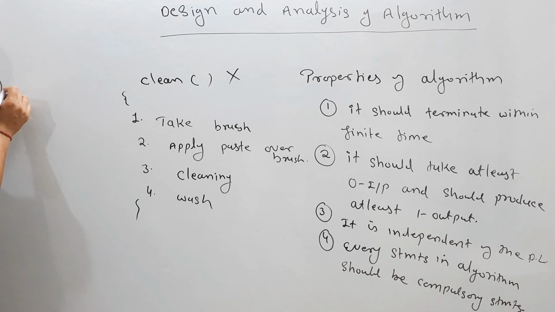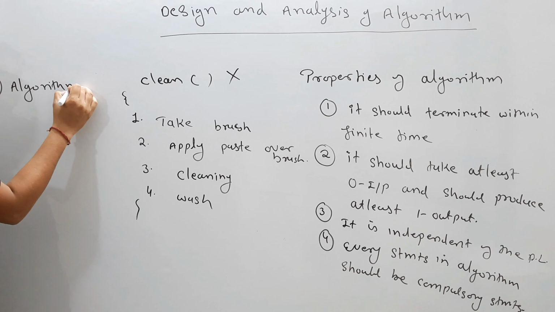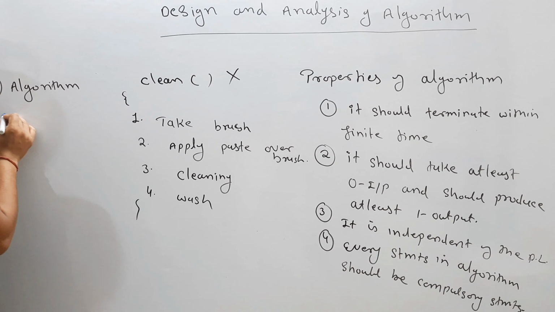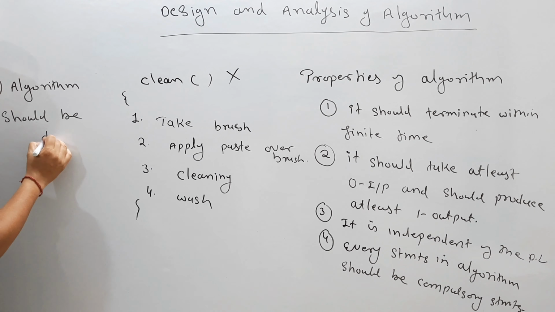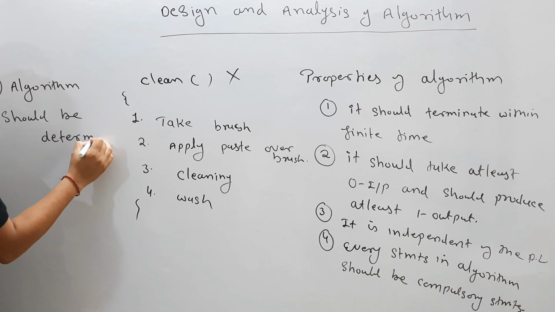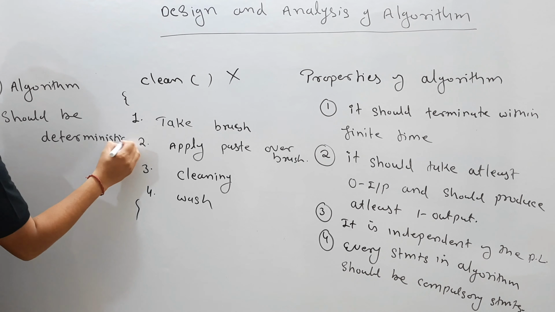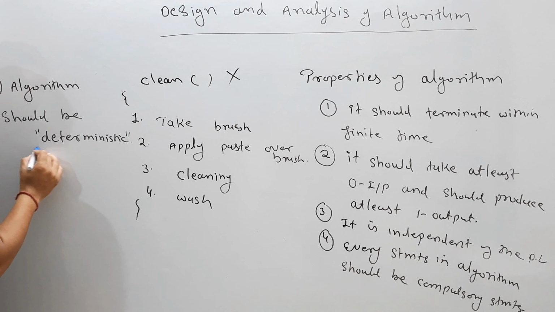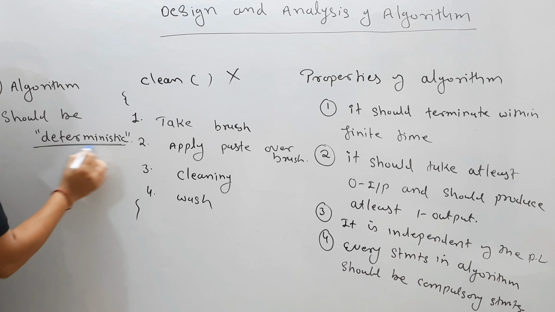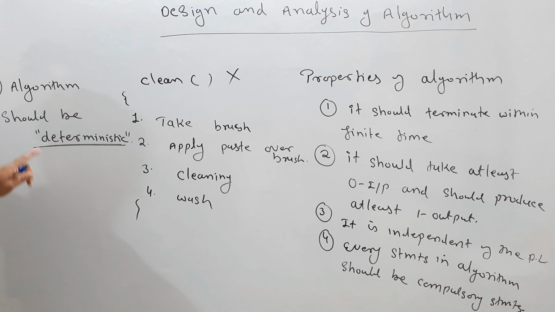See, algorithm should be deterministic. Algorithm should be deterministic. This property is a very important property. Correct? This property is a very important property.